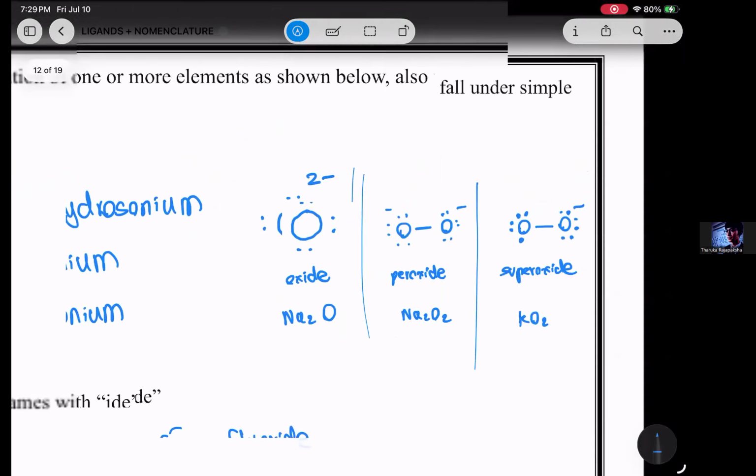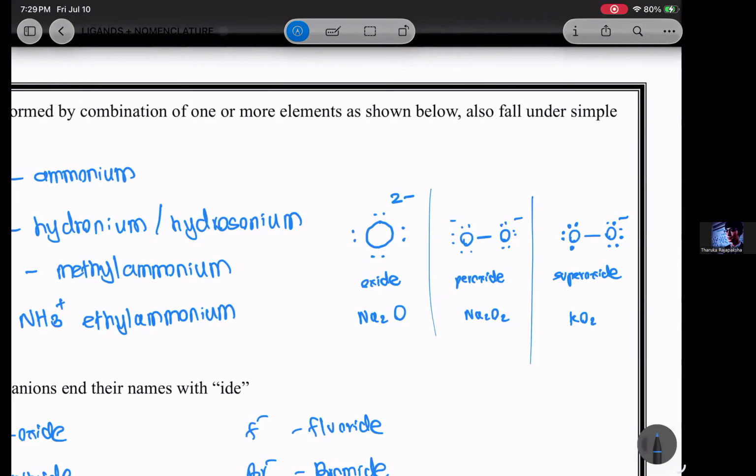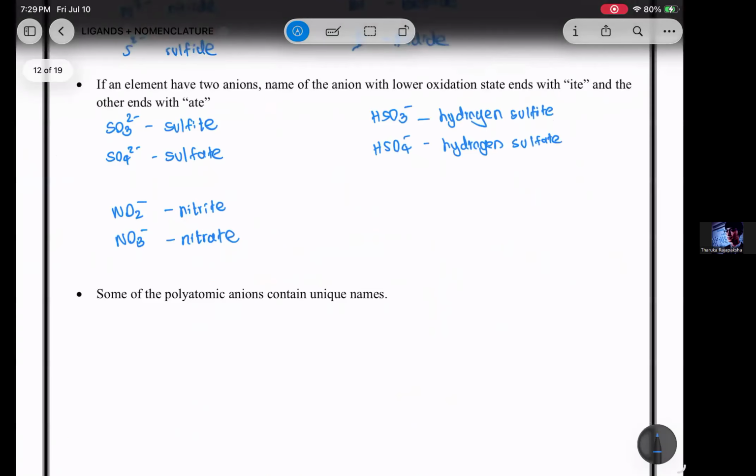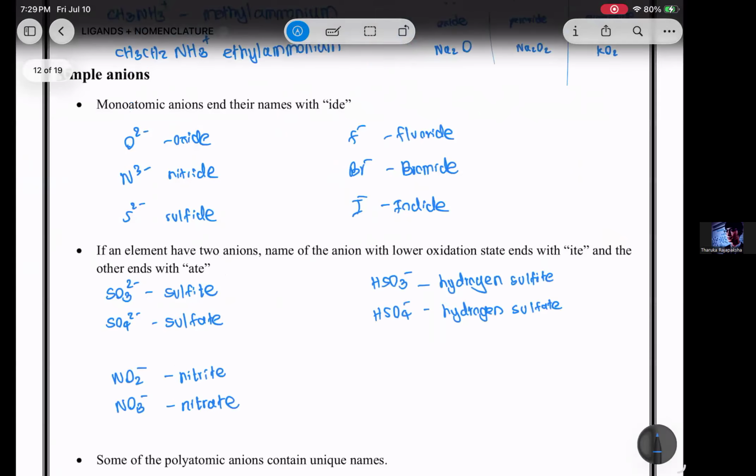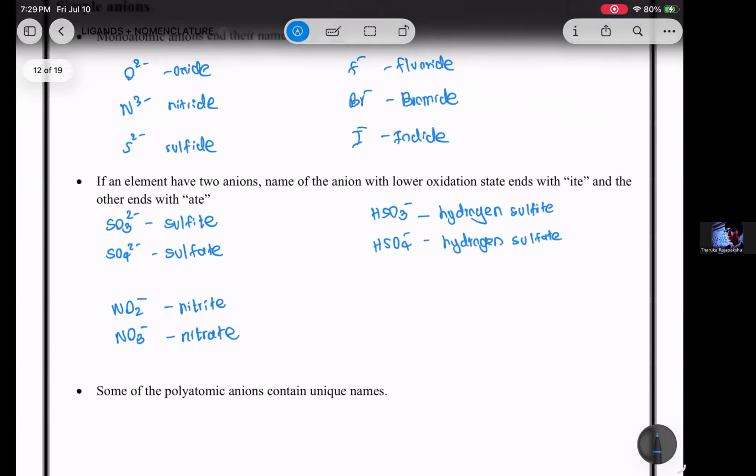Yes, now understood, right? Do not forget it. It's a very important part. It's a basic part. Do not forget it. So sulfide, sulfate, nitrite, nitrate, hydrogen sulfide, hydrogen sulfate.